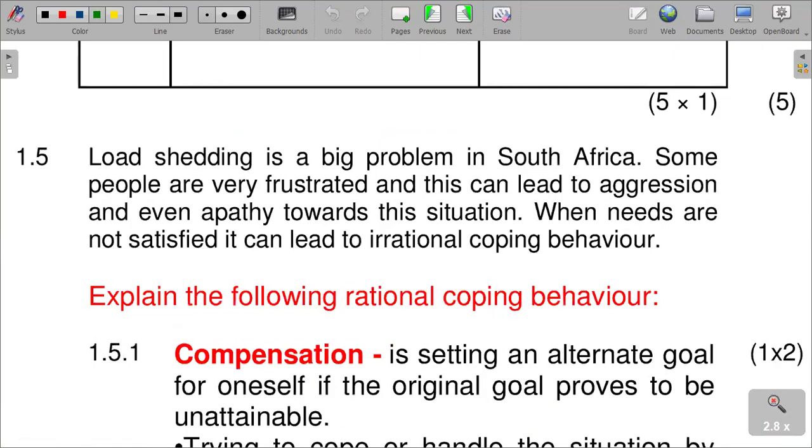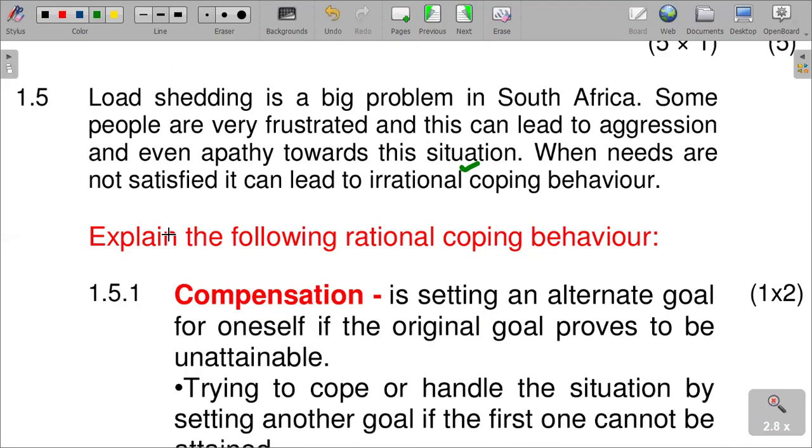Load shedding is a big problem in South Africa. Some people are very frustrated and this can lead to aggression and even apathy towards this situation. When needs are not satisfied, it can lead to irrational coping behavior where people show signs of not thinking properly or taking the law into their hands. So irrational coping behavior will result when needs are not satisfied.